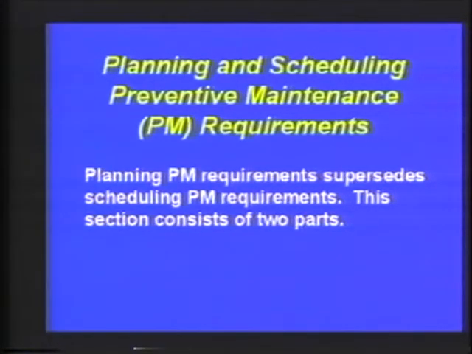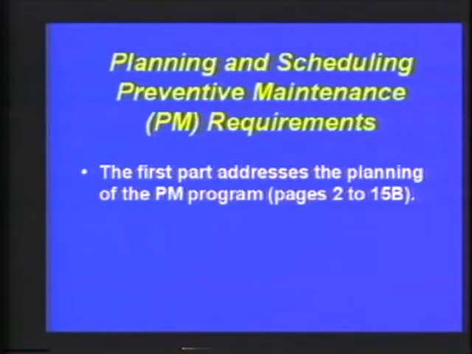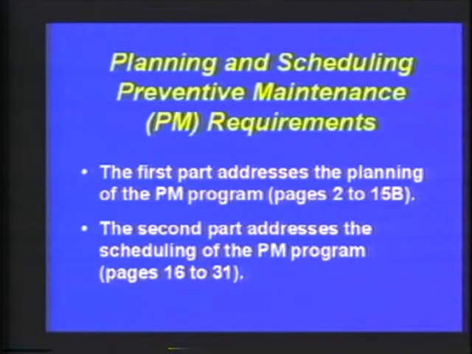And what I've done is to separate this section into the planning portion followed by the scheduling portion. So pages 2 to 15B are basically associated with the planning activity. And once planning has been accomplished, then we can schedule, which embraces the balance of the material in section number 5, and that's covered from pages 16 to 31. So let's continue now on page 2A and talk about the planning process.